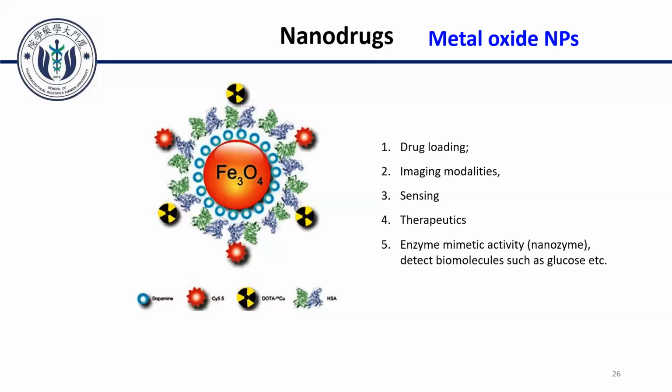Besides these metal oxides, gold nanoparticles also have a kind of enzyme-mimicking property. In this case, they can help to detect molecules such as glucose, so they can serve as a sensor to monitor the glucose concentration in our blood. Besides being drug nanocarriers, this means that this type of carrier can have multifunctional properties. It depends on how you design it.